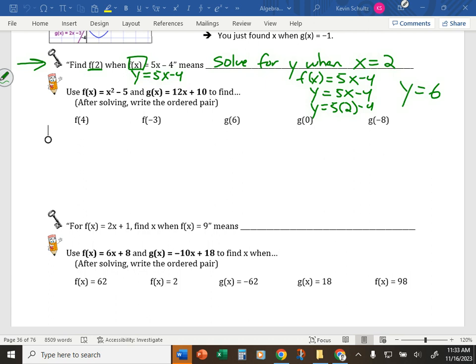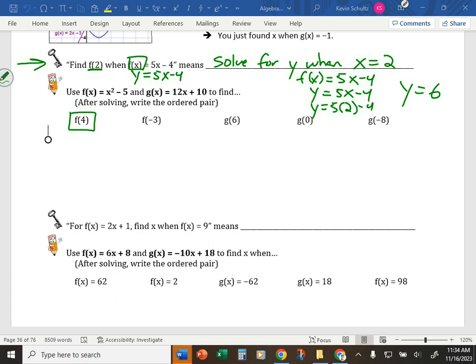Ask your questions, please. Like I said, this is historically one of the more difficult POs, and so at any point, stop me with your musings. All right. Otherwise, it says use f of x equals x squared minus 5 and g of x equals 12x plus 10 to find f of 4.